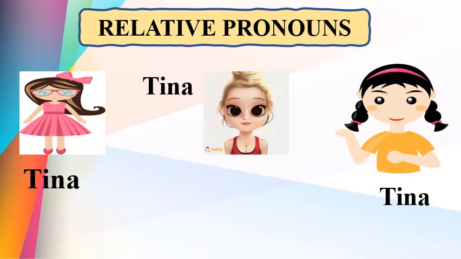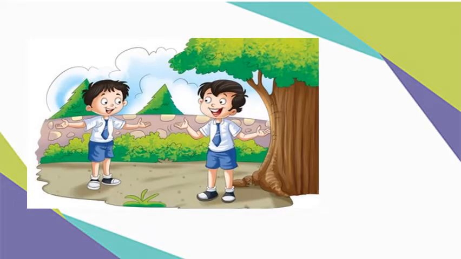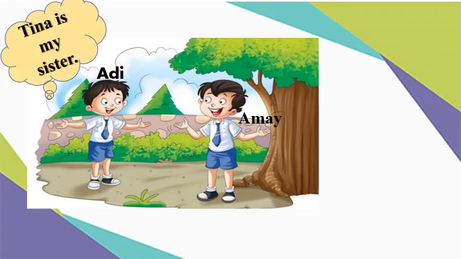Here you can see there are three girls in a class and their name is Tina. Tina 1, Tina 2, Tina 3, you can say this. Now what has happened? These two boys are talking. Adi said to Amey, let us all listen: Amey, you know, Tina is my sister.